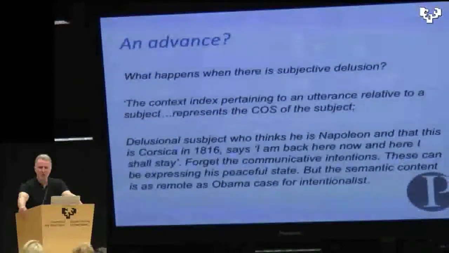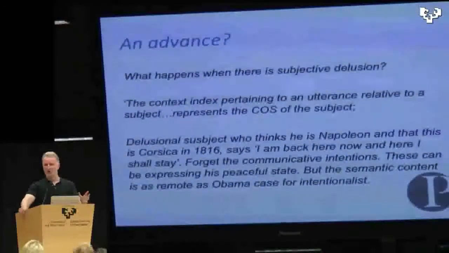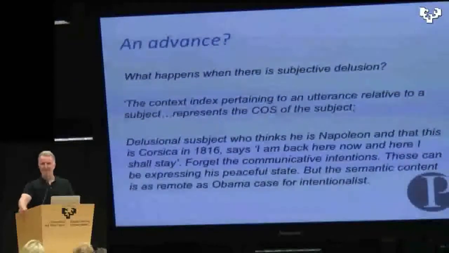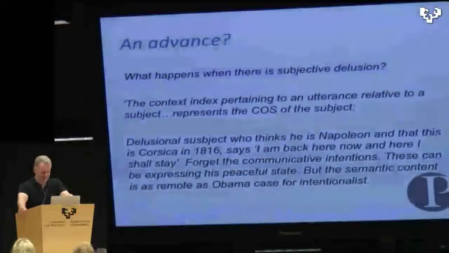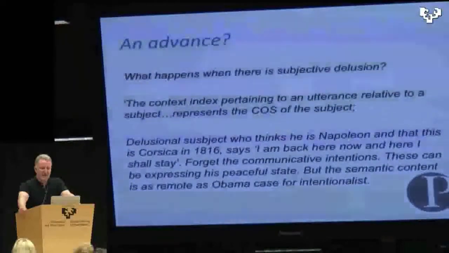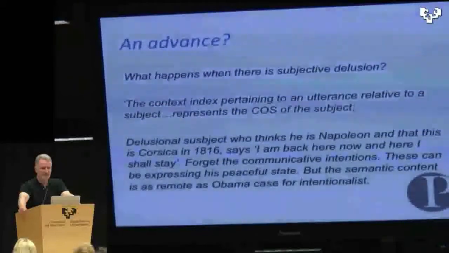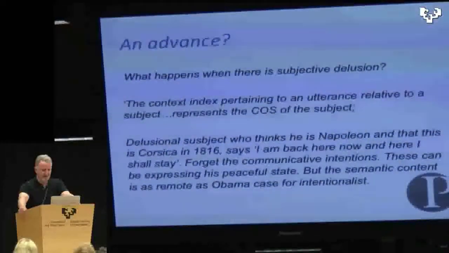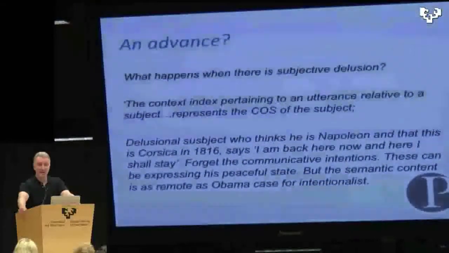Now, let's consider a delusional subject. Imagine, heaven forfend, that John Perry suddenly became delusional while walking to the shore. And so he thinks he's Napoleon, and he also thinks he's in Corsica, and he thinks he's in Corsica in 1815. He's run away from the British after Waterloo, and he thinks to himself, or maybe even says aloud, or to others, "I am back here now, and here I shall stay." Very happy.